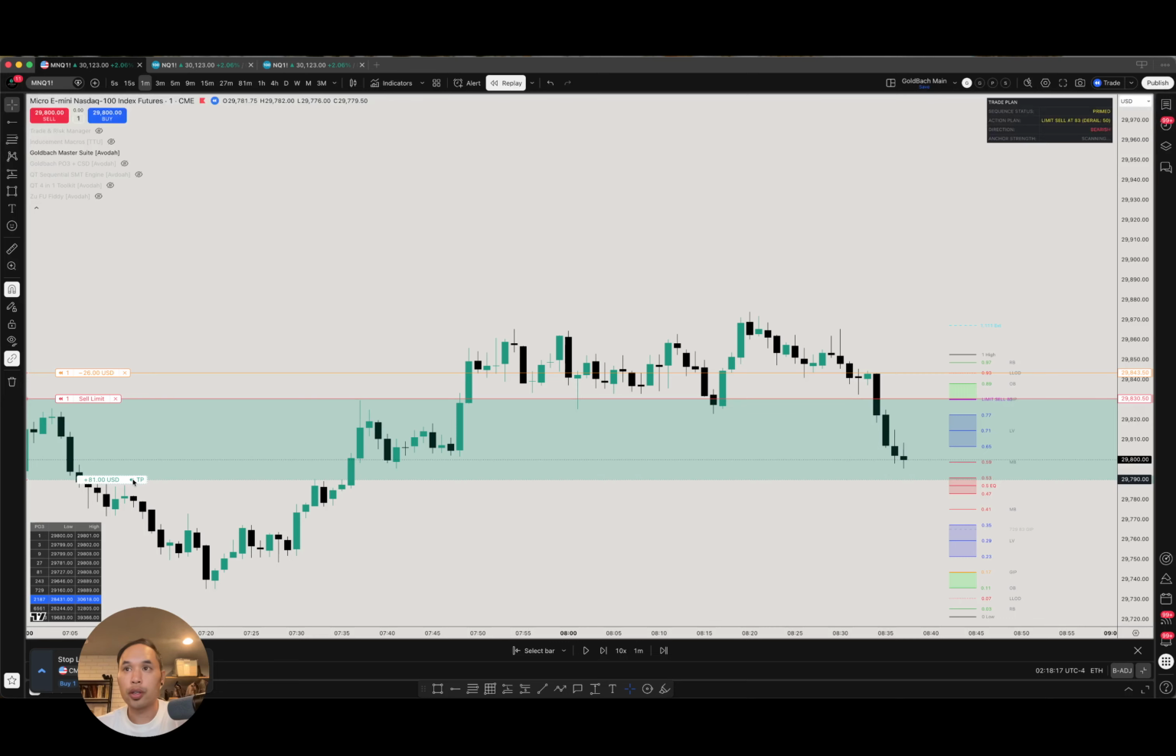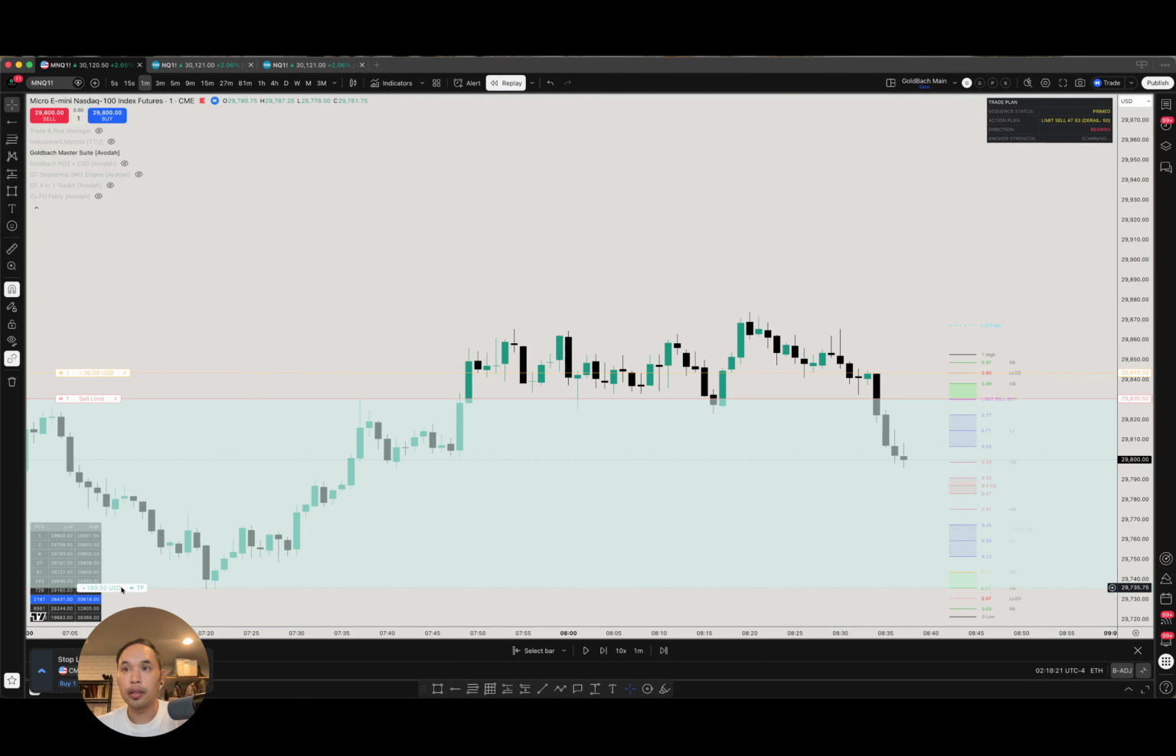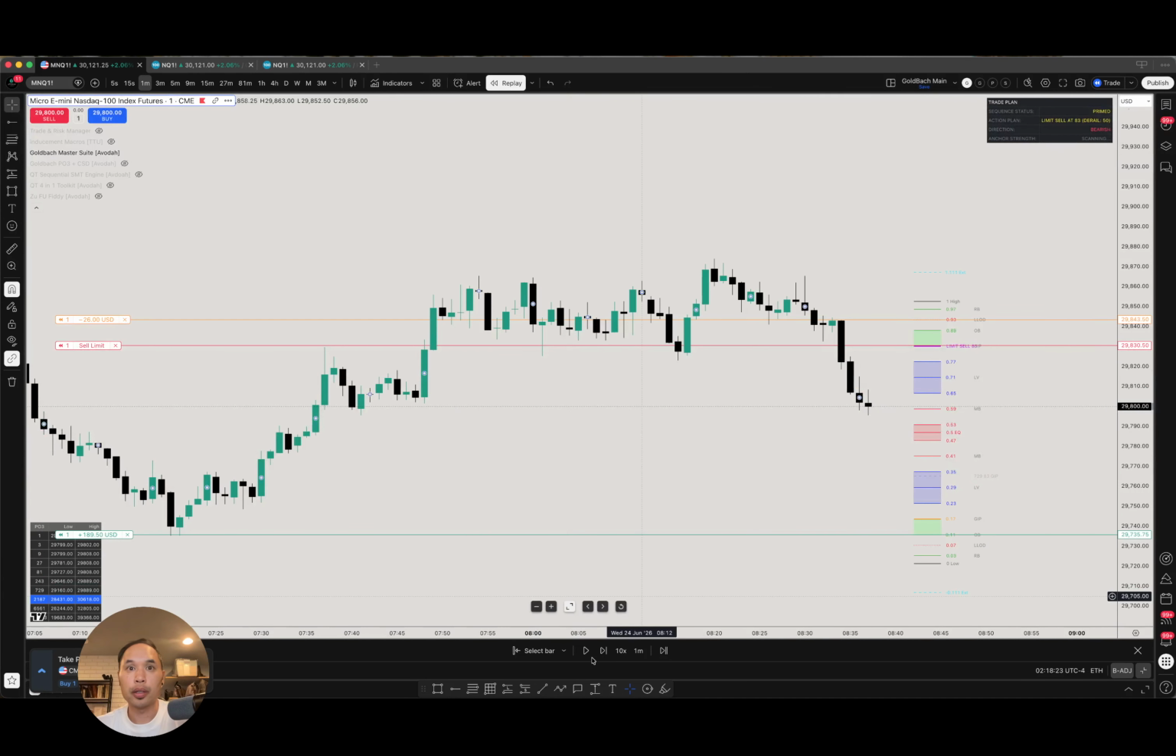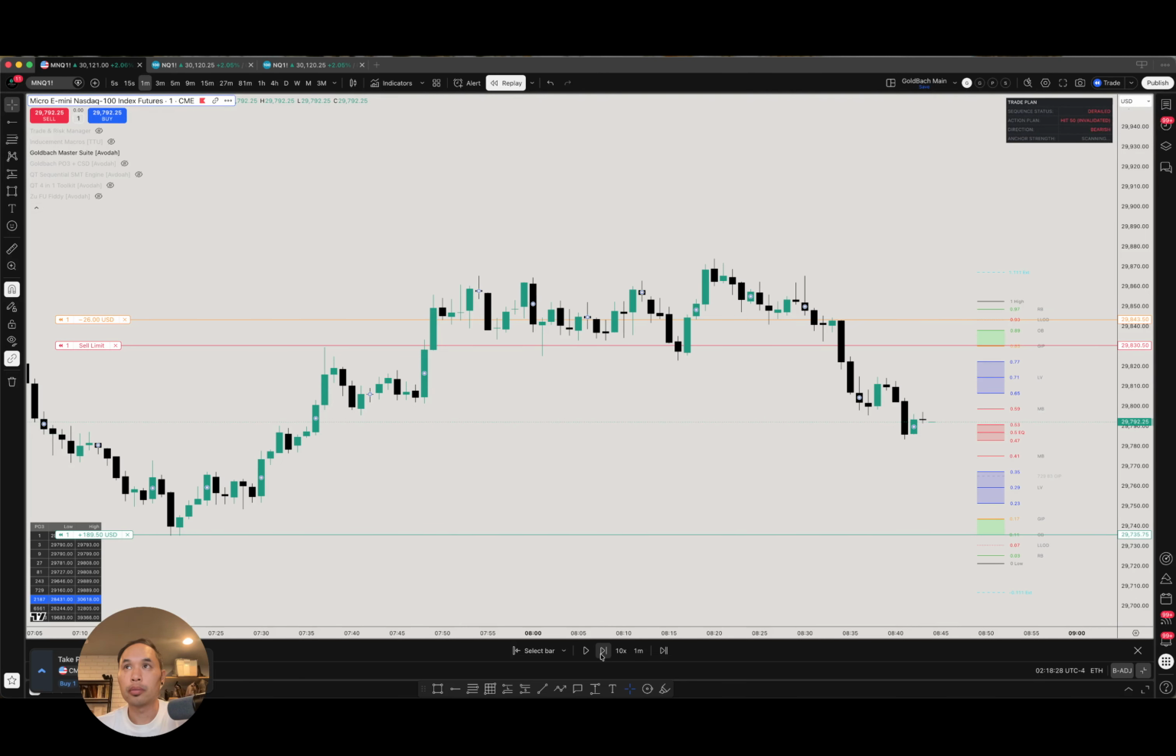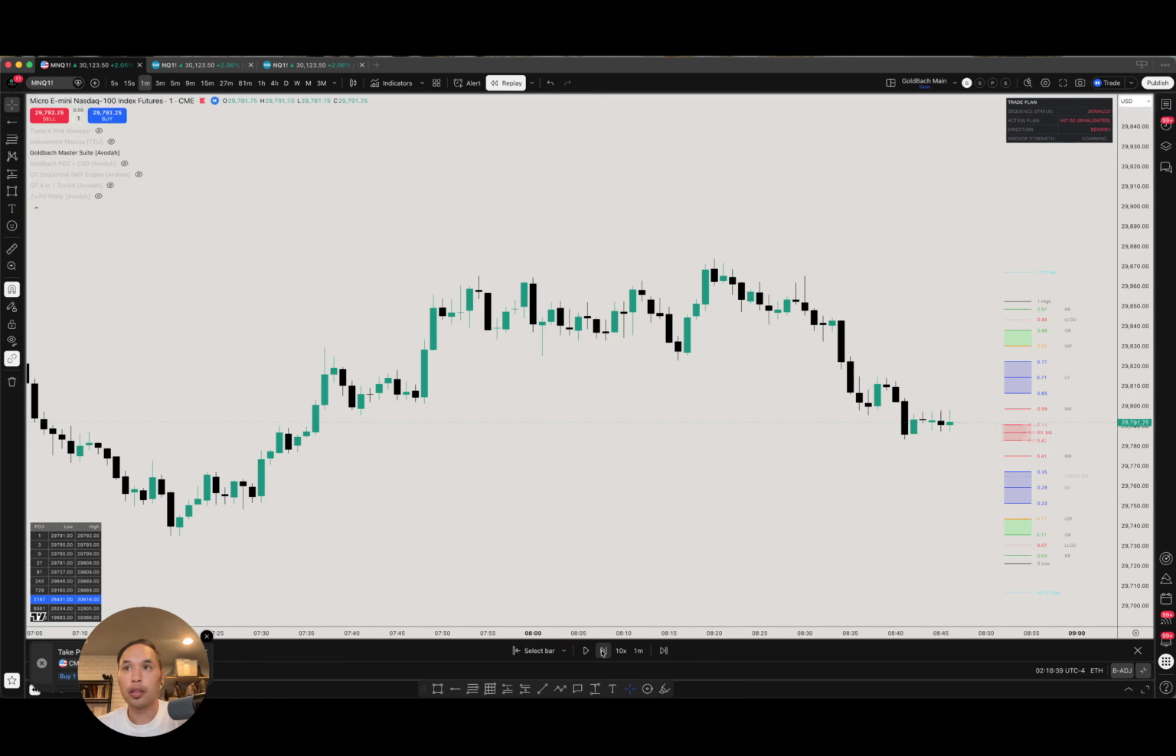Well, if we had two contracts, first TP would be at EQ, second TP would be at the 11. So let's play it out. Let's see if we get a hit with the, nope. And now it's derailed because if we hit EQ, now the trade is invalidated. Play it out. So I'd take this off, of course, because it's invalid.